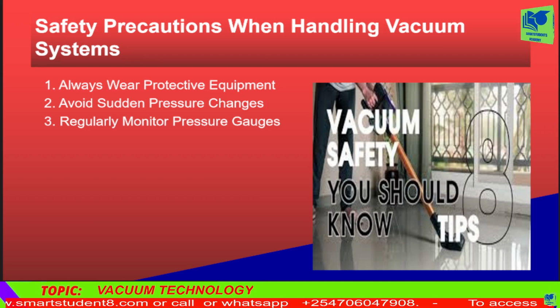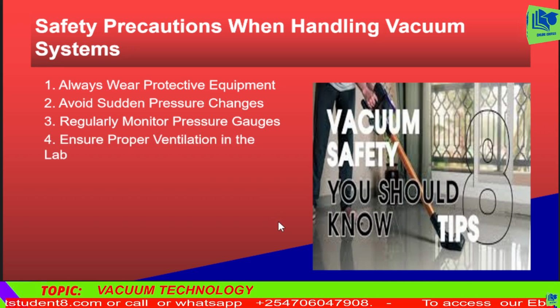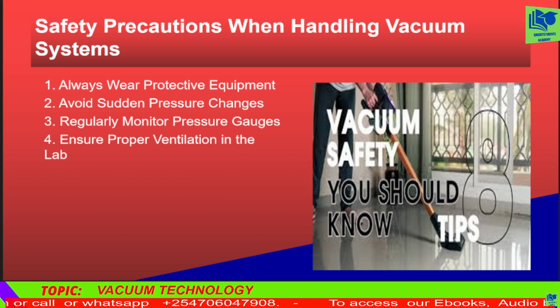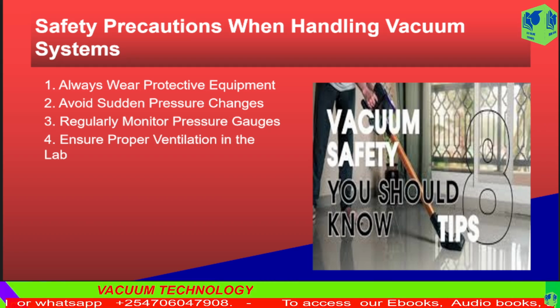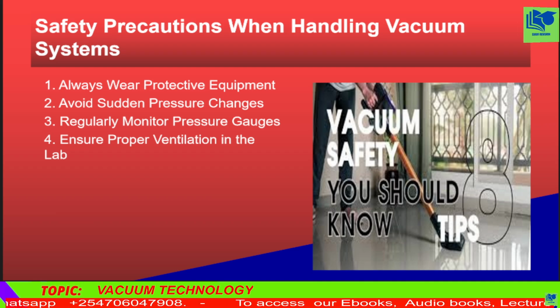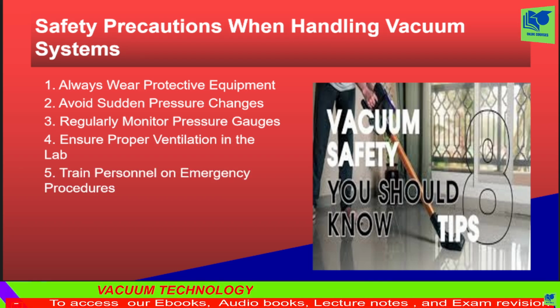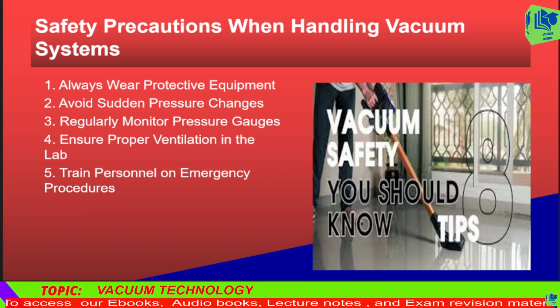4. Ensure proper ventilation in the lab. Vacuum systems can create hazards by trapping gases, fumes, or vapors. Ensure that the lab is well ventilated to avoid a dangerous buildup of hazardous substances. 5. Train personnel on emergency procedures. Accidents can happen, and it's important to be prepared. Training staff and personnel on how to handle emergencies can prevent injuries and damage to equipment.